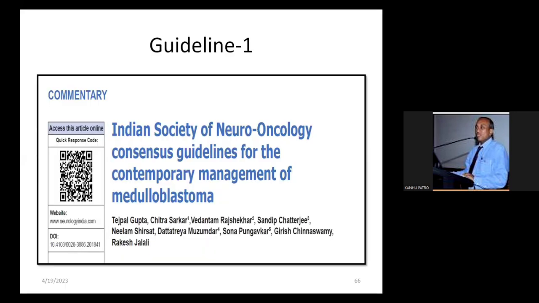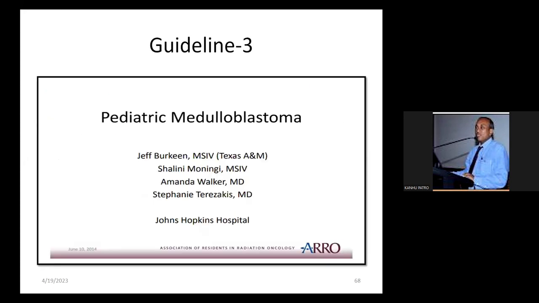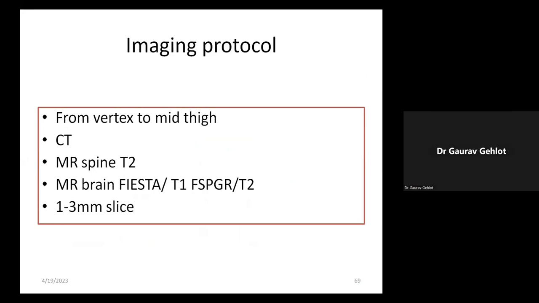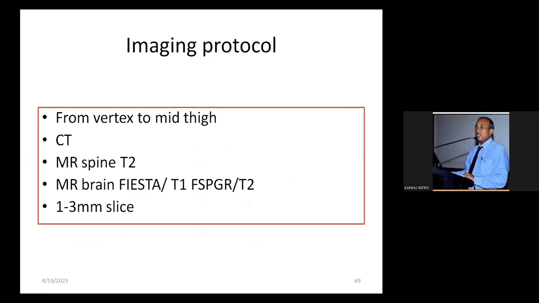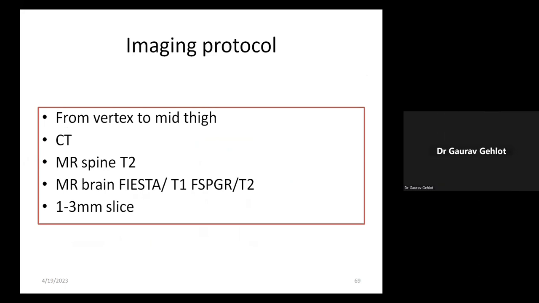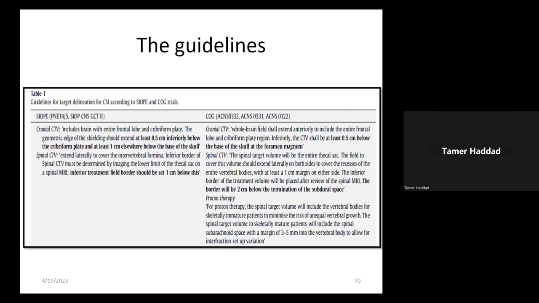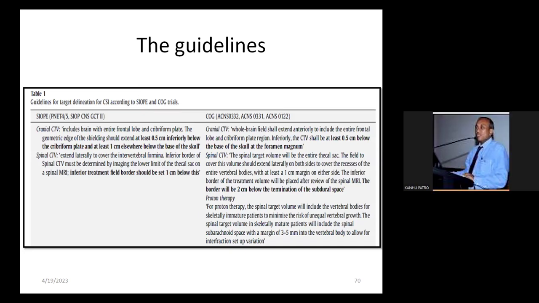For guidelines, you can go for the ISNO guideline, some SIOP guidelines and some ARROW presentations. So what should be the imaging protocol for this? From the vertex to mid thigh, we have to do CT, MRI spine T2, MRI brain, FIESTA sequence to understand the CSF spread and CSF areas, and FSPGR sequence for the normal nerve roots, and we can go for 1 to 3 mm slices. So this is the SIOP guideline and COG guideline comparison.